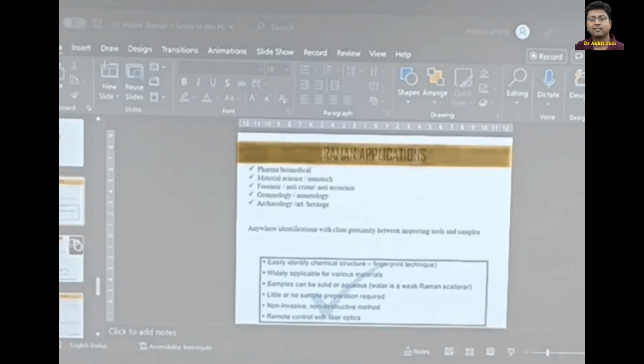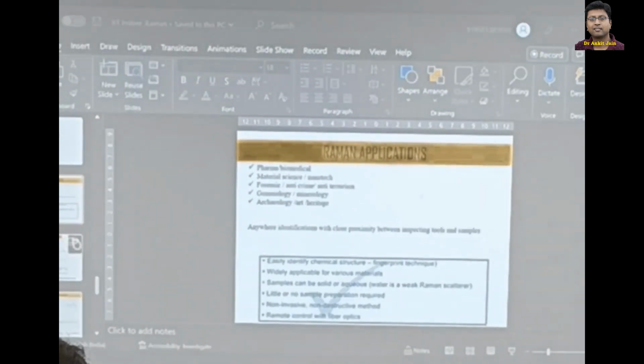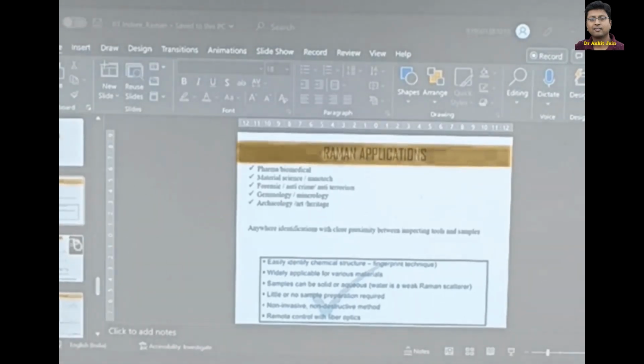Ma'am, thank you for sharing the wealth of information on Raman spectroscopy. I actually have one question. Can we do Raman spectroscopy of the metabolites which are present inside a cell, like in the cytoplasm or in the organelles? Yes, yes, you can do it.